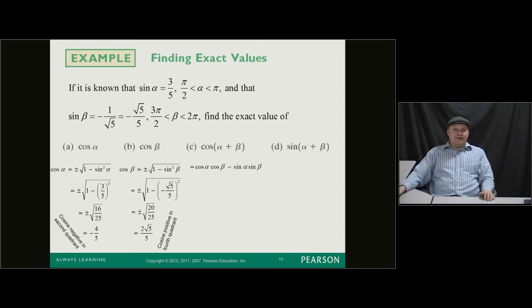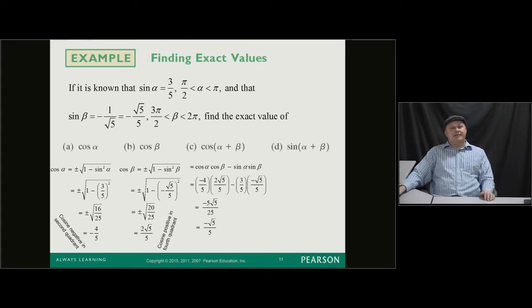Now, cosine of alpha was found in part A. Cosine of beta was found in part B. Sine of alpha was given to me in the given information. It was 3/5. And sine of beta was the second piece of information, negative square root of 5 over 5. So I just put all those ratios into this formula, do the algebra, simplify, and it's negative square root of 5 over 5.